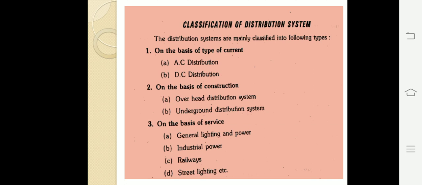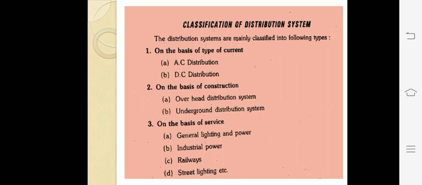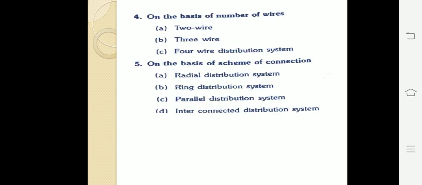So on the basis of type of current, we can classify this distribution system according to the type of current: AC distribution, DC distribution. On the basis of construction, that means overhead or underground. On the basis of the service, that means general lighting or power, industrial power, railways, street lighting, etc. On the basis of number of wires also: 2 wire, 3 wire, 4 wire distribution system.